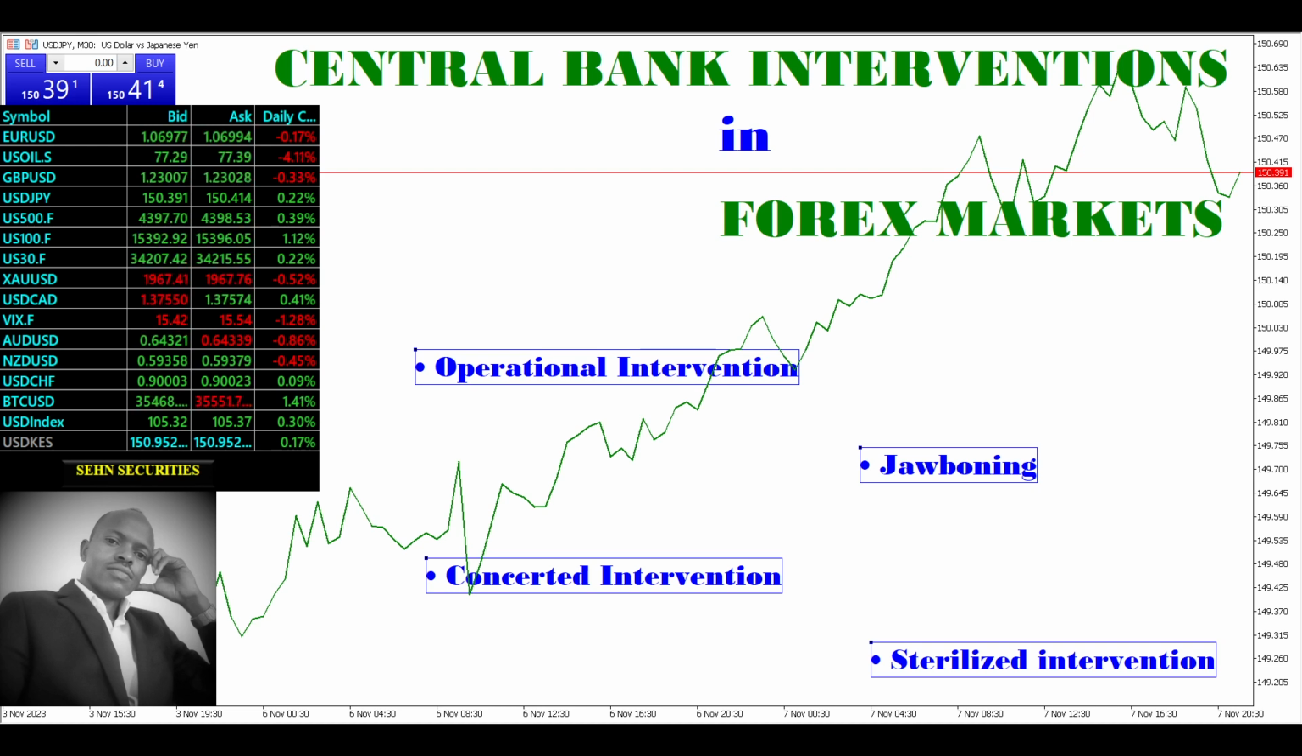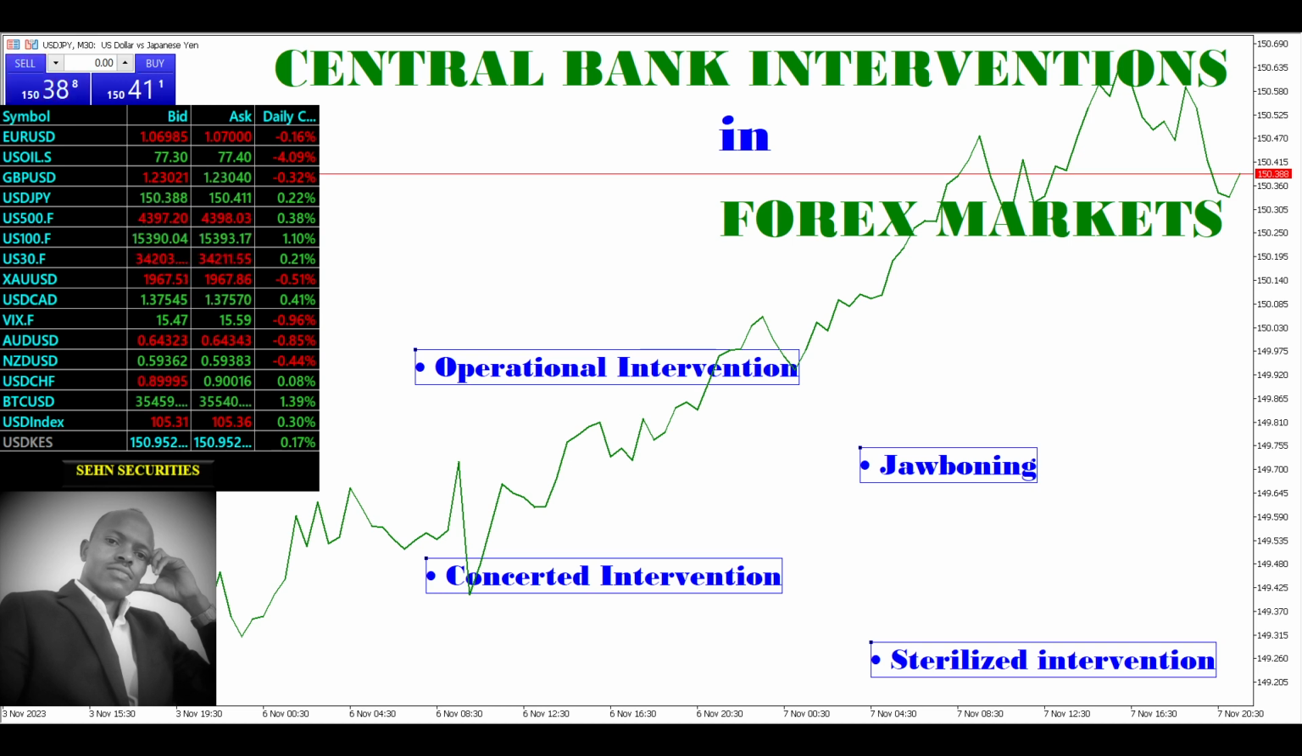The final type is the sterilized intervention. This one usually involves two actions from central banks in order to influence the exchange rate and at the same time leave the monetary base unchanged. It involves two steps: the sale or purchase of foreign currency and an open market operation, that is, selling or buying government securities of the same size as the first transaction.